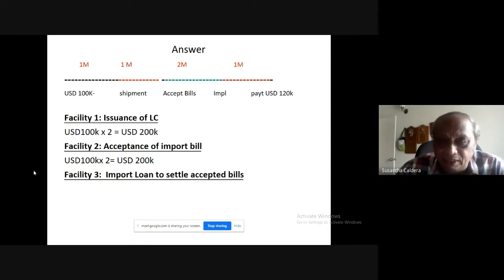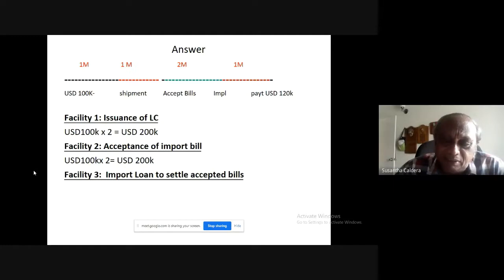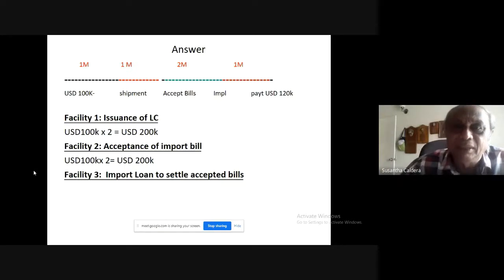Right? import loan settle කරන්න අපි කීයෙන්ද මොකද්ද amount එක? We have to settle both bills, so we have to settle one bill at a time. So what then what is the value? 100,000. Into how many times? What is the lead time?